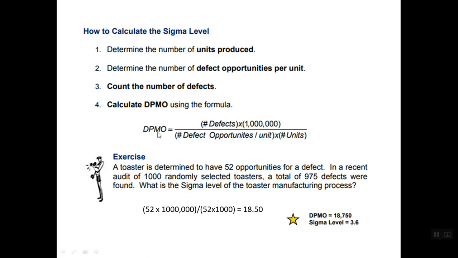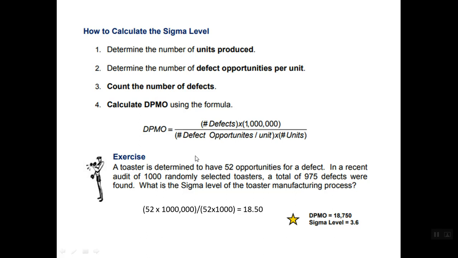You can see that the formula for DPMO is actually defects times 1 million over defect opportunity times units. As an example here, the toaster is determined to have 52 opportunities. So these are the defect opportunities, and this is the units, 1000 units, and this is the defects, 975. So the DPMO value is 18,750.